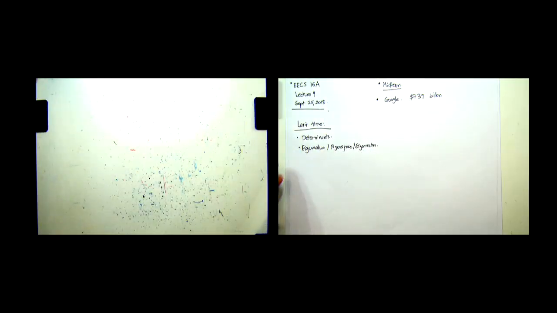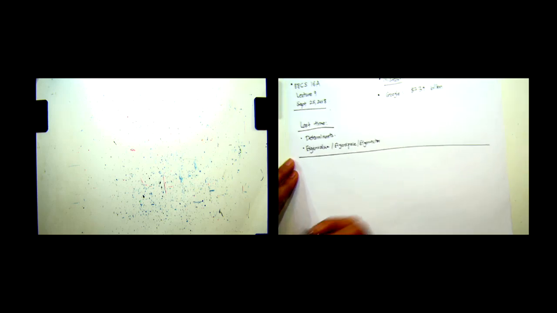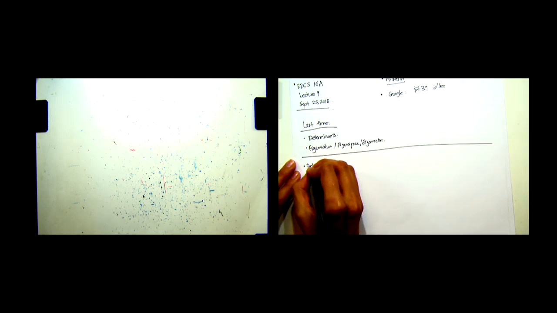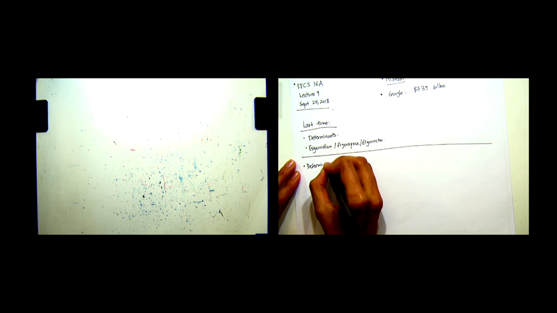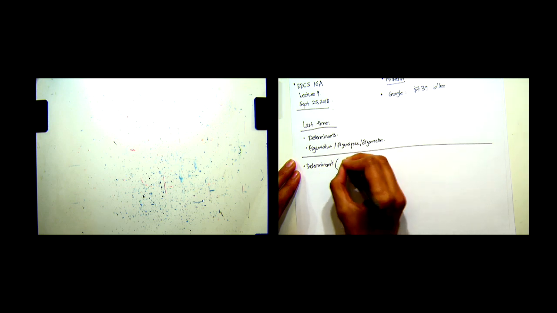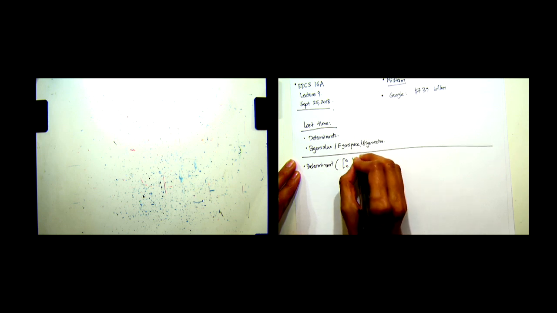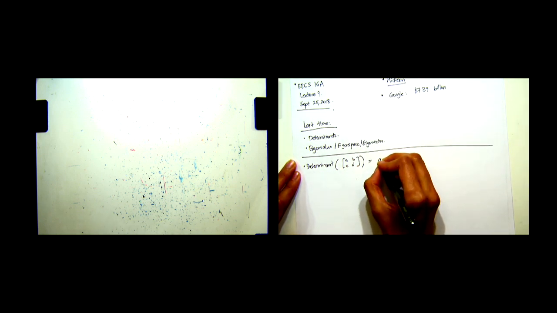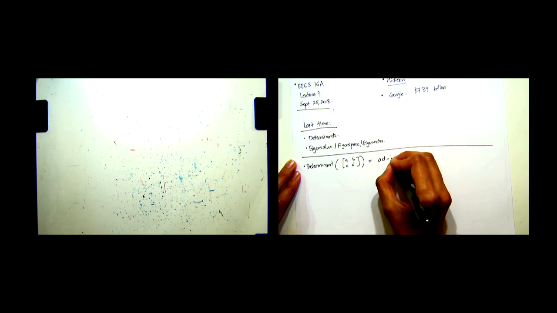So let's pick up where we left off last time. Just as a reminder, we talked about the determinant of a 2x2 matrix, A, B, C, D. And we showed that this is equal to AD minus BC. We showed that this is exactly the value of the determinant.